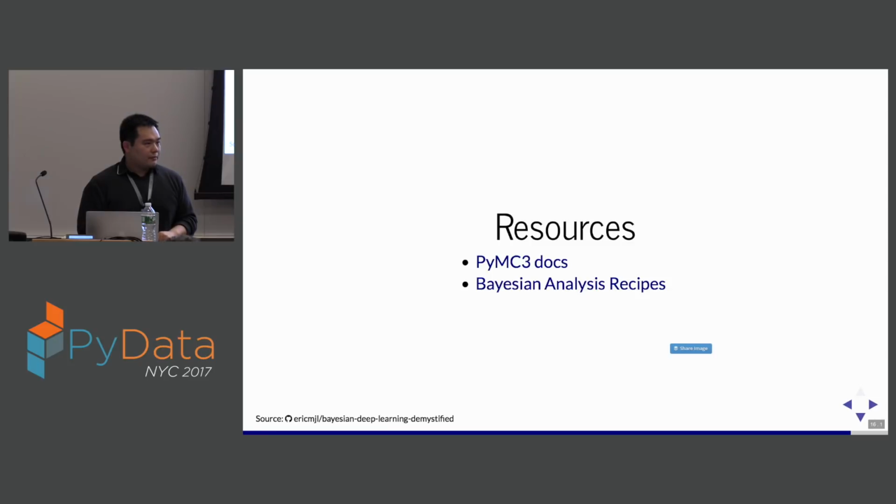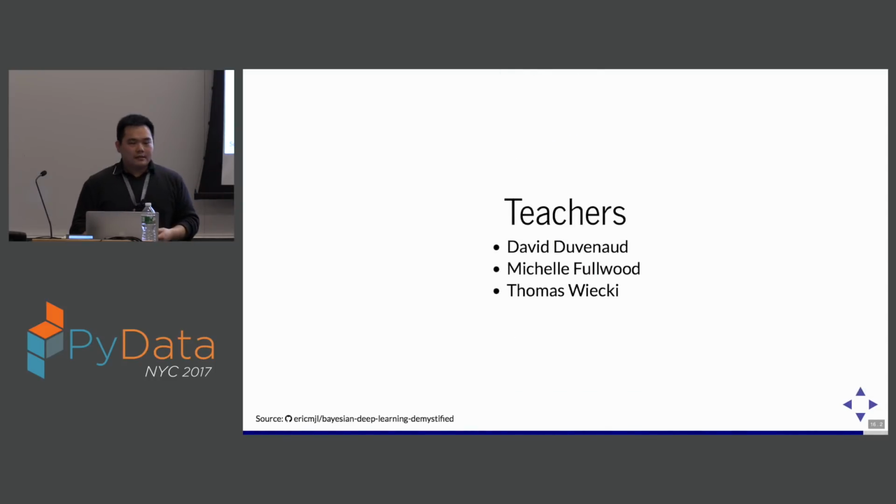If you're interested in reading more, take a look at the PyMC3 docs. Listen to Nicole's talk. She's got a really good talk on how to make your PyMC3 models reusable. So go listen to her talk online if you didn't. This example exists in the Bayesian analysis recipes repository. You can click on the link inside the slides as well and check it out for yourself.